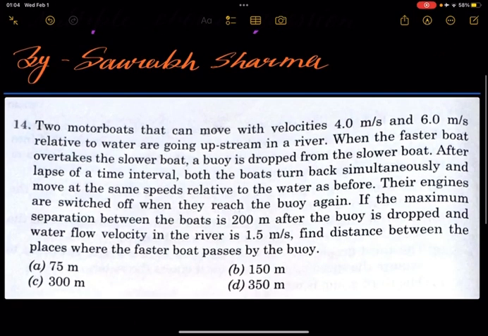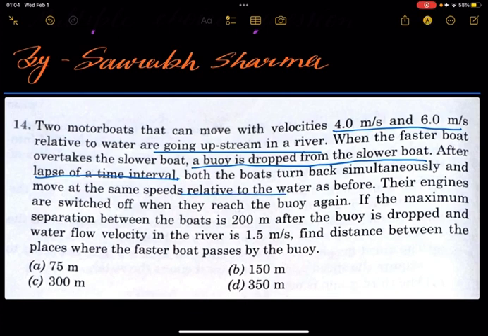This question is saying two motorboats that can move with the velocities 4 meter per second and 6 meter per second relative to water are going upstream in a river. When the faster boat overtakes the slower boat, a buoy is dropped from the slower boat. After a lapse of time interval, both the boats turn back simultaneously and move at the same speed relative to the water as before. Their engines are switched off when they reach the buoy again.